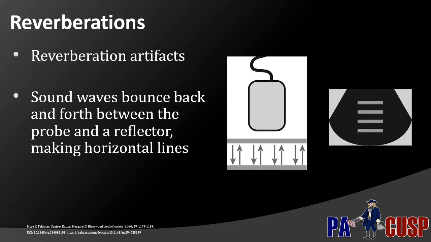To confirm that this is a reverberation artifact, you're going to notice that there are a series of lines that are the same distance between the skin and the pleural surface and each reverberation line thereafter. This is one of the key components that we're going to use for lung ultrasound, and we'll go into this in more depth during the lung lecture.